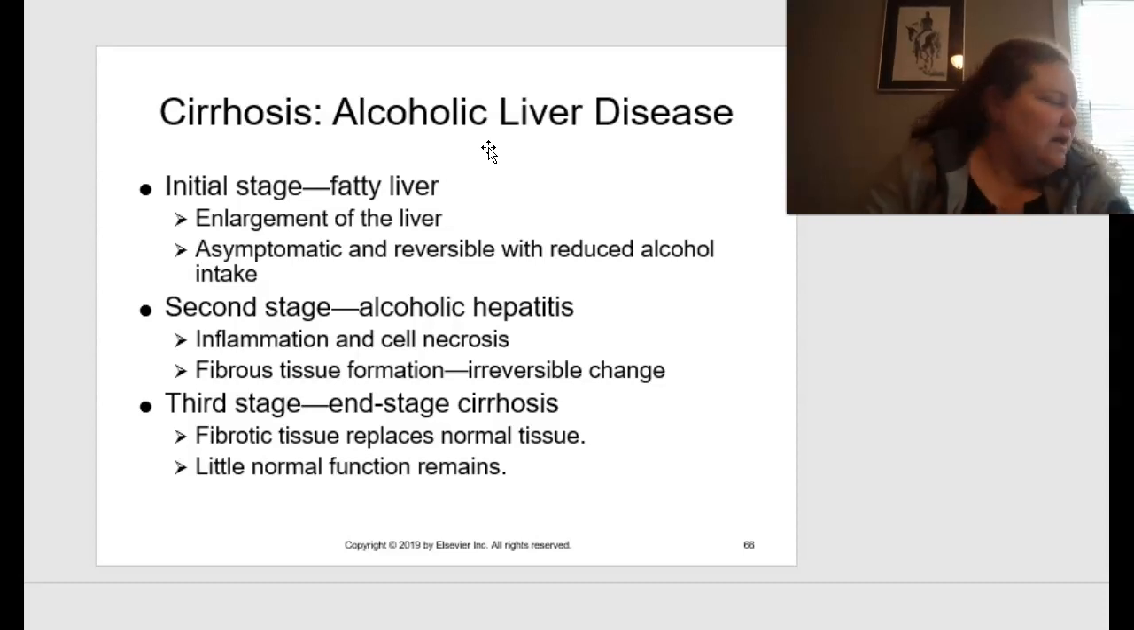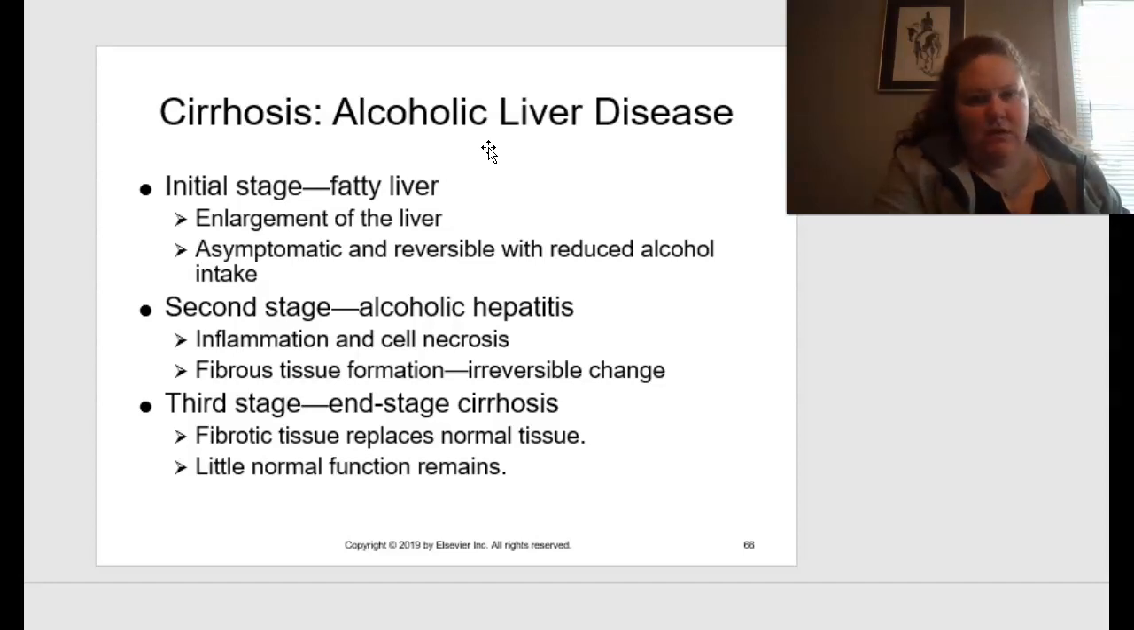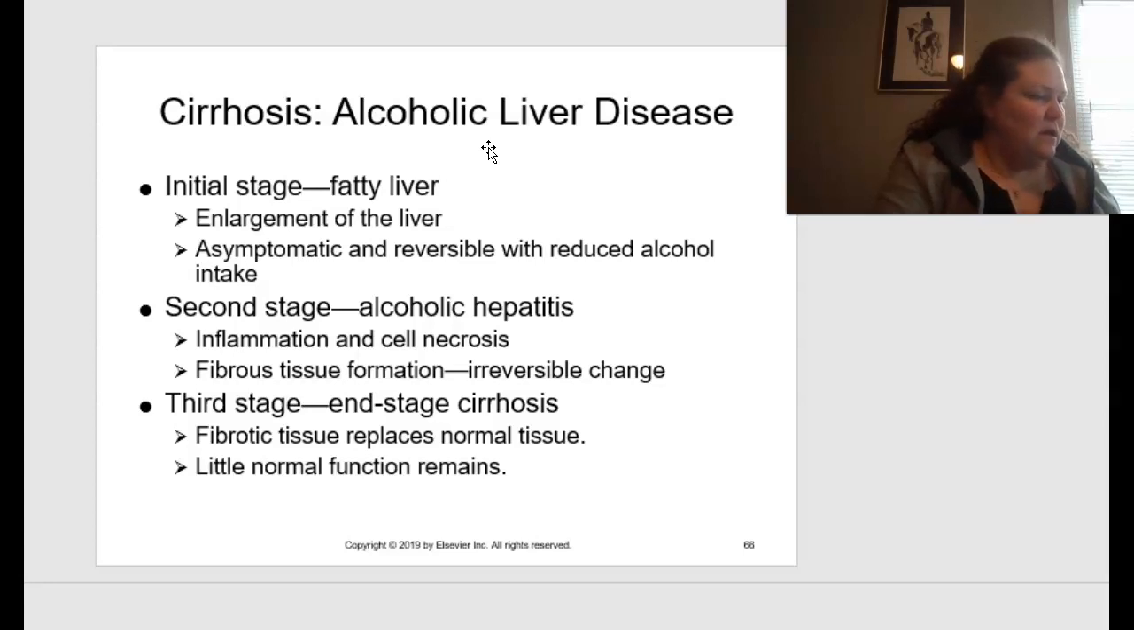So specifically talking about the alcohol one, because again, this is probably one of the more common ones that we are going to be seeing. The initial stage is fatty liver, and this causes an enlargement of the liver, and this is asymptomatic, and it's also reversible with reduced alcohol intake. Okay.